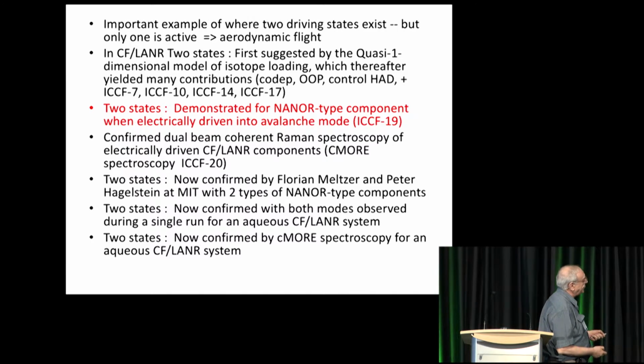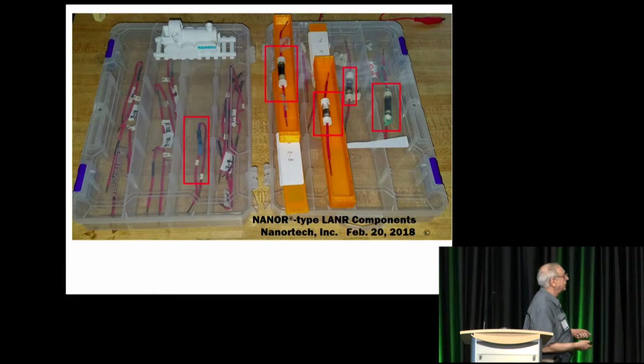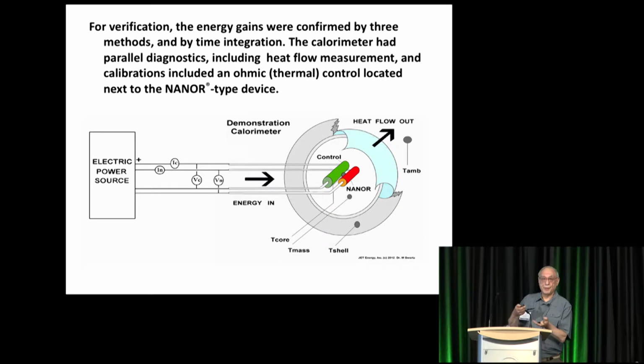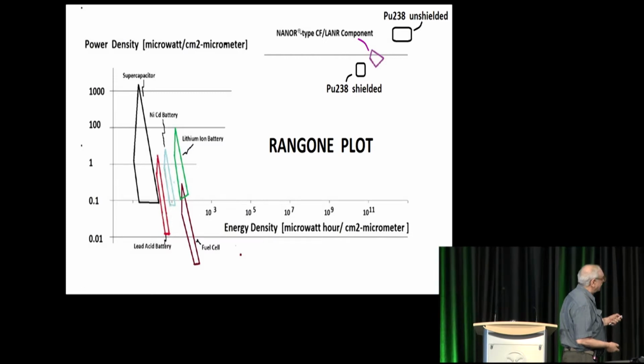Peter Hagelstein and I showed at ICCF-21 that there were 2 states in these preloaded nanomaterials. These are some of the NANR-type components that we made. These are the Series 7s that we showed at MIT, and then we have some newer ones. And again, we do simple calorimetry. We take the ohmic control, we put it next to the NANR-type component, we put it in a calorimeter, and we use direct current. So it couldn't be easier, and therefore we can measure the ratio of the heat coming out of the two. And what we find is these NANR-type components actually have quite a bit of power on a Rangone plot. They're way out here, out near plutonium.